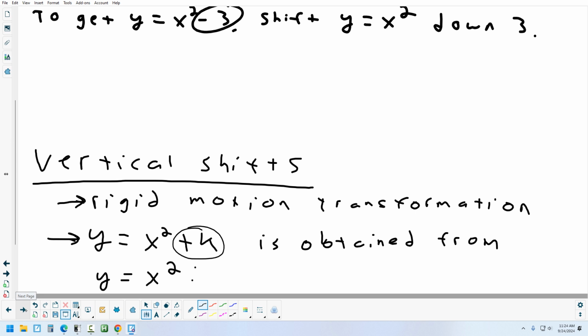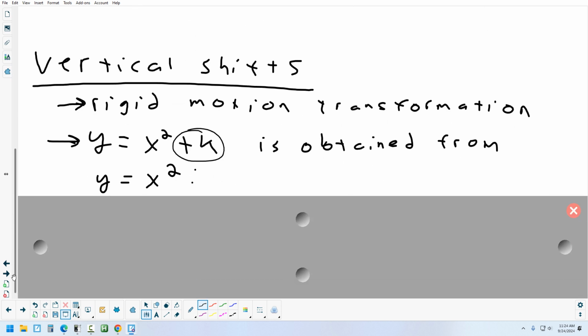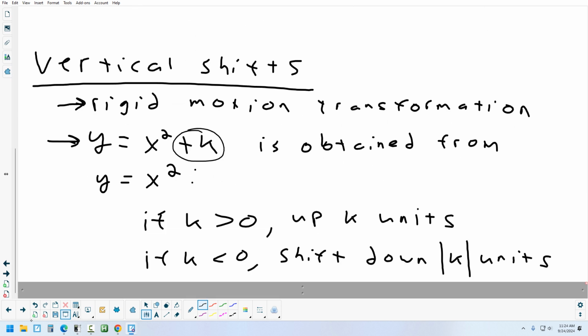Okay, so I'm going to give you the two cases. One where you shift up, one where you shift down. But does everybody have that top part? If the number that you put on the end is a positive, +2, +6, +7 1/3, that's going to shift it up. If the number you put on the end is less than 0, if it's a negative, like -5, -2/3, any negative number, that's going to shift it down.